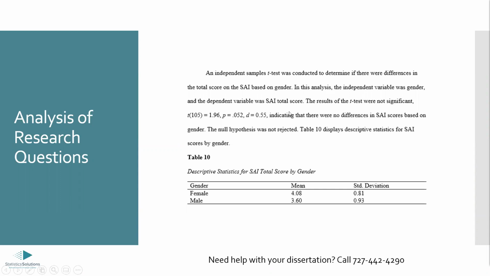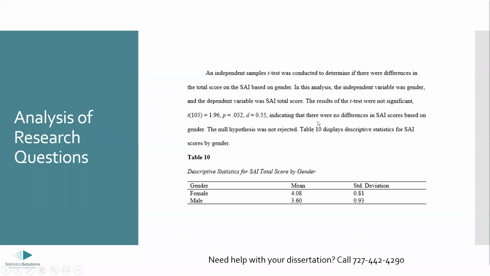And then we show the results of the t-test, including our t-statistic with our degrees of freedom here in parentheses, our p-value, which in this case is greater than 0.05, so it's not significant, and our measure of effect size here, which for the t-test is Cohen's d.